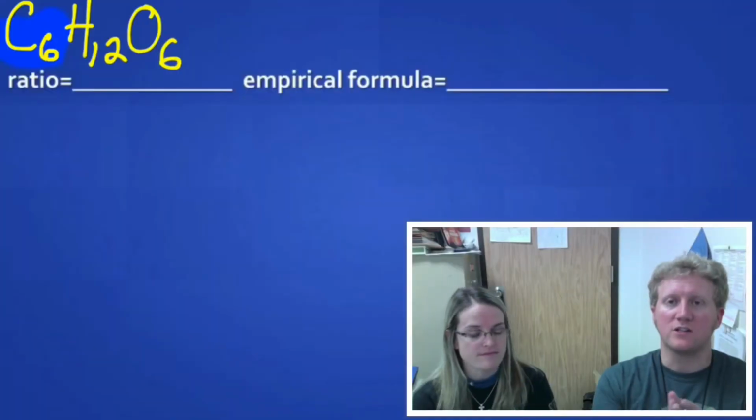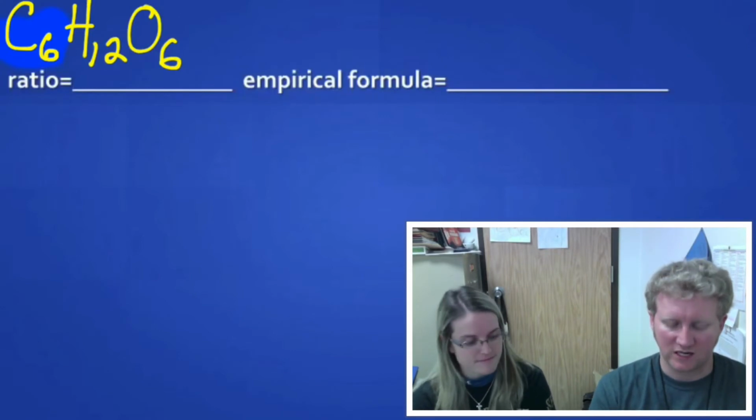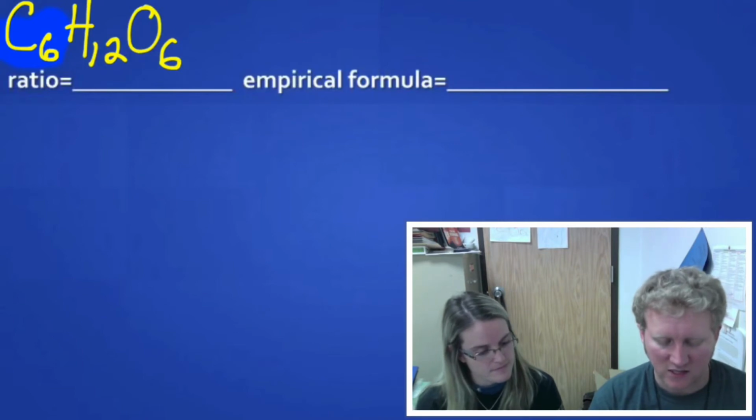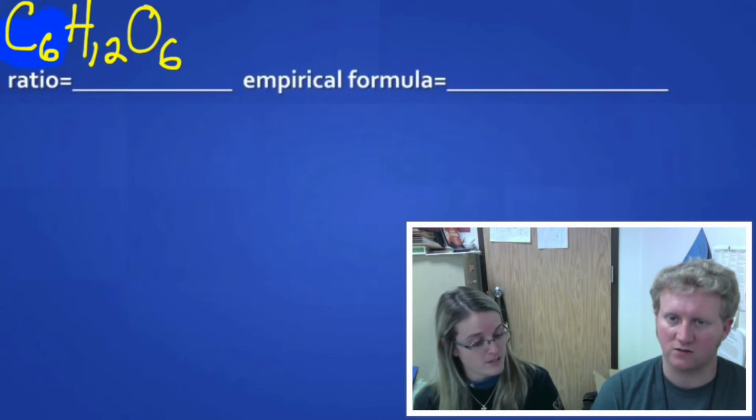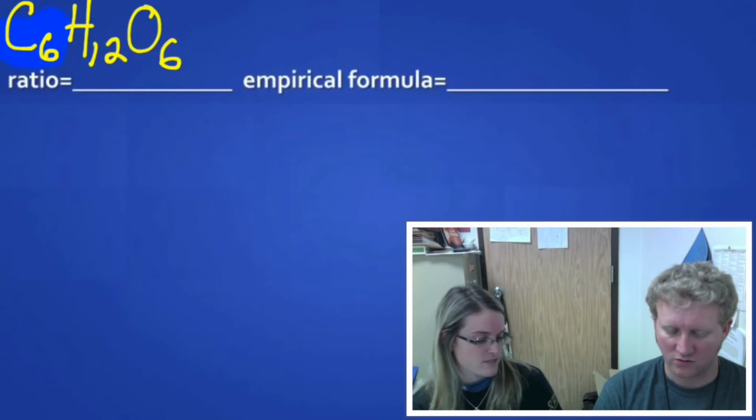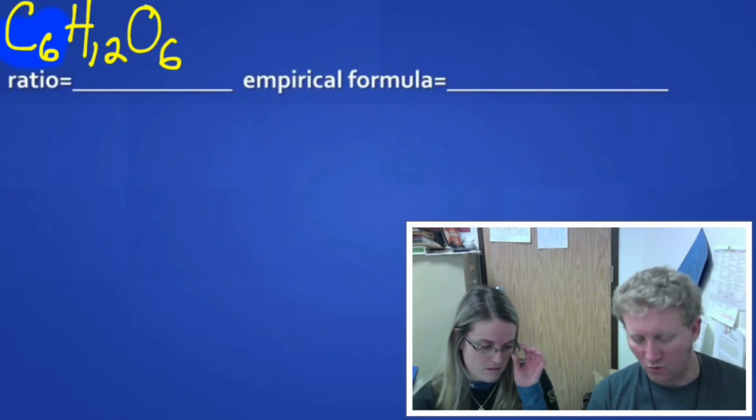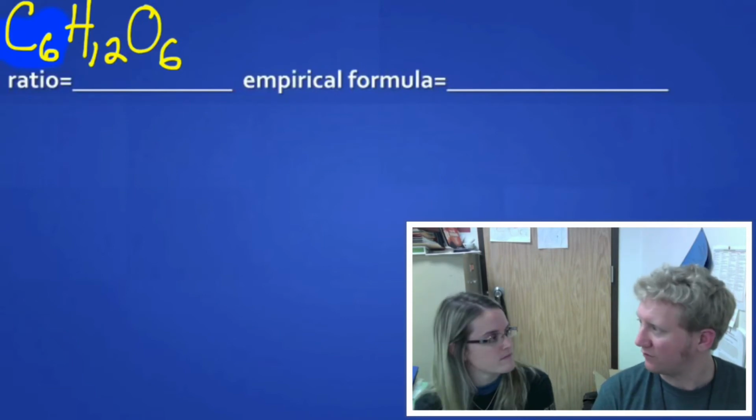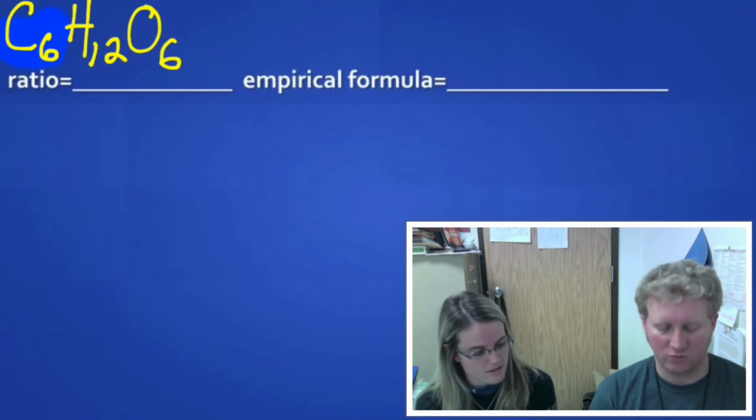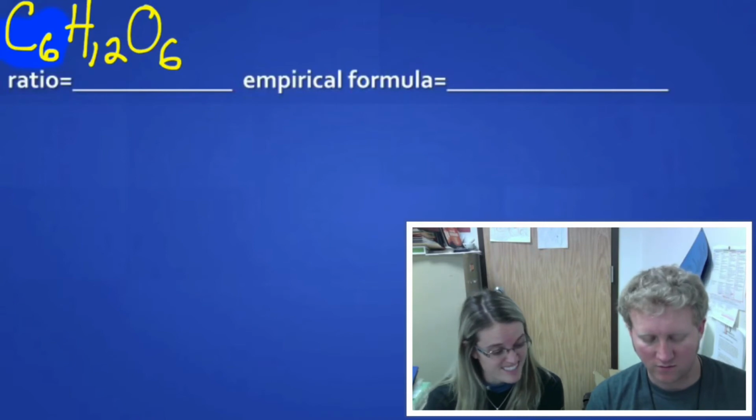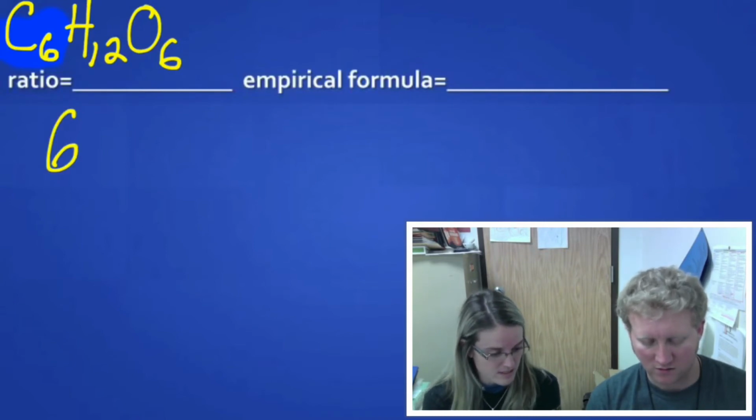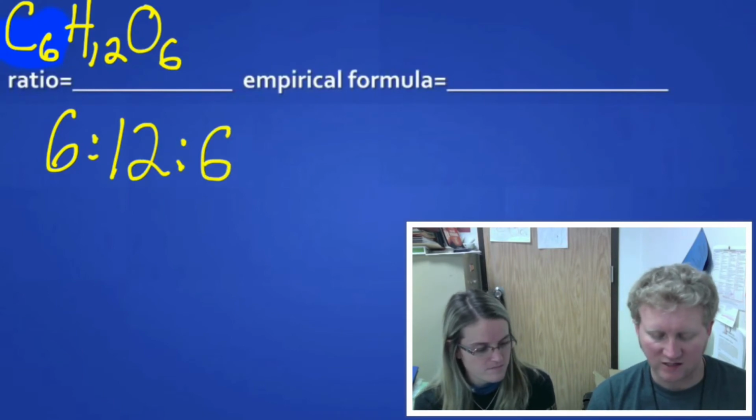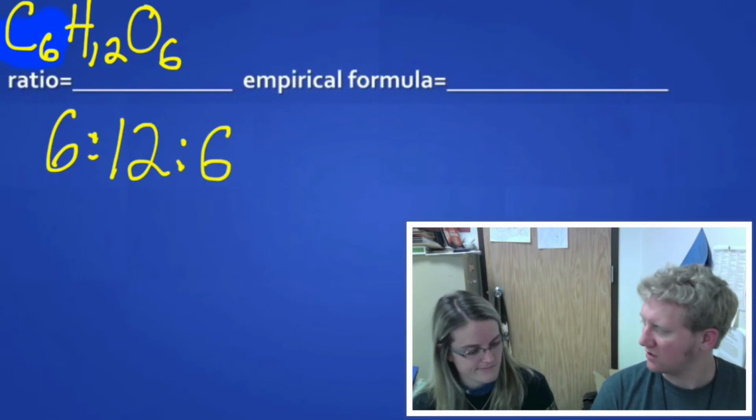This seems pretty easy. Okay, not too bad. So let's try one more to see how we're doing. I've got C6H12O6. They already gave us the molecular formula, so we didn't have to count them. All we want to do is figure out the molar ratio and the empirical formula. So my ratio would be 6 to 12 to 6.